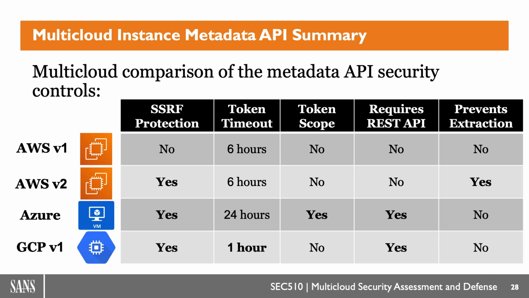If you're using version 1, it has SSRF protection. The token timeout by far is the strongest. You'll notice 1 hour, and they're rotating that frequently. Every hour, those things are invalidated. There's no scope. It does require the REST API, but does not have any extraction prevention on it. So that's your summary of the different assessment techniques for really just hardening and monitoring your instance metadata services.